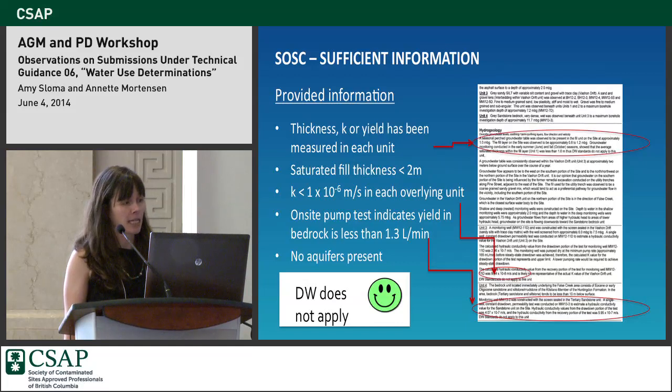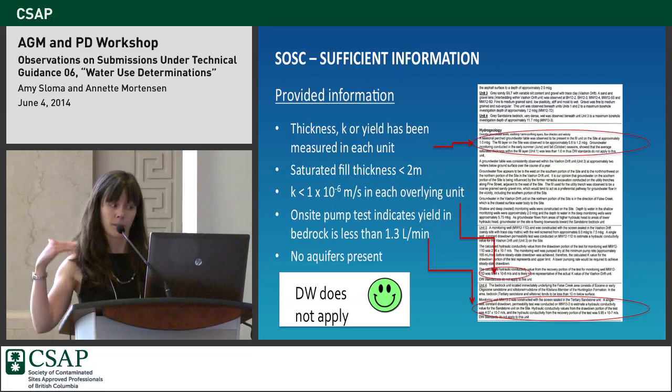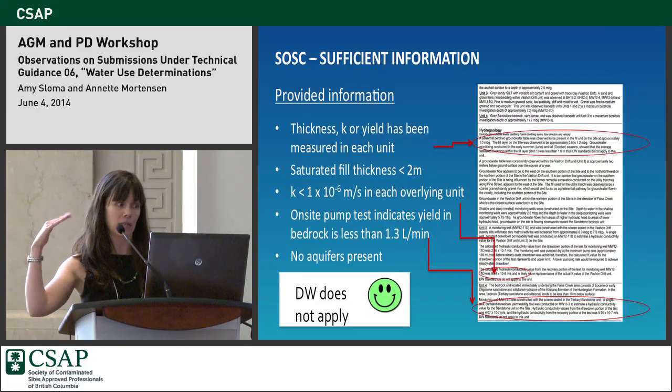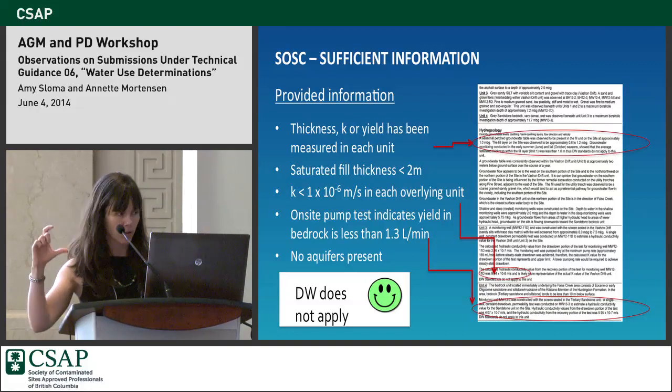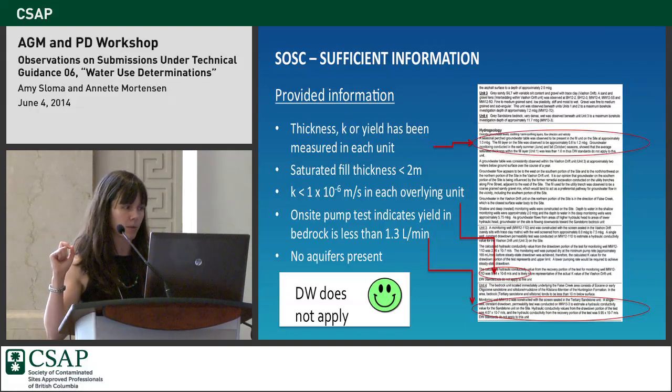So there was the thickness, K, and yield measured in every unit. They had a saturated fill thickness that was less than 2 meters that they explained up there. They also measured the yield with an on-site pump test in the bedrock, so they could show it was less than 1.3 liters per minute, and they also calculated hydraulic conductivity as well. And on top of that, each overlying unit that existed, they had 3 units on top of the bedrock that they also evaluated, and were able to show that the K was less than 1 times 10 to the minus 6. And essentially, they came up with the argument that there's no aquifers present.